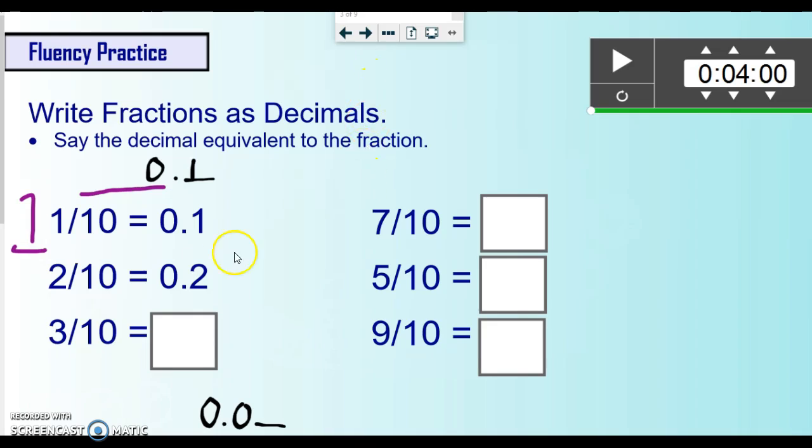Okay, so hopefully if you're not understanding, maybe look to your neighbor. I'm going to give you about 15-20 seconds. You need to do the next four on your board and hold them up for others to see.